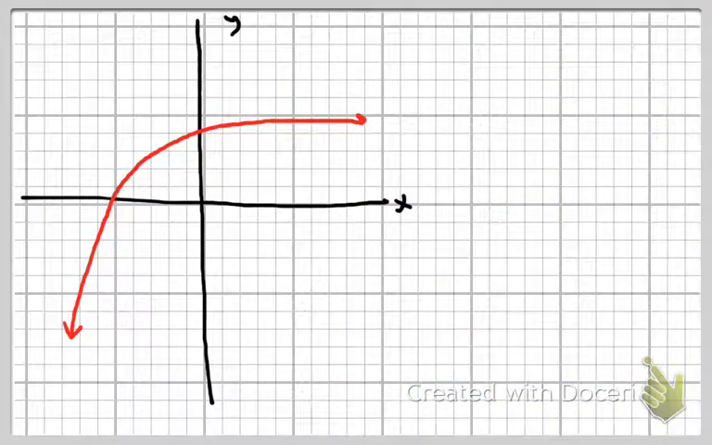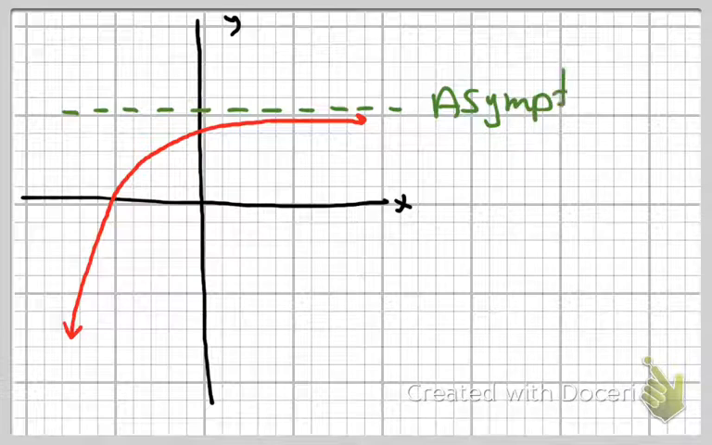So here's another one, and I did this one so you could see what happens. If you notice, we have a horizontal asymptote, and it looks like it's right here. It's that invisible wall. If you're asked what the asymptote is, you count 1, 2, 3, 4, 5. So it'd be y equals 5.